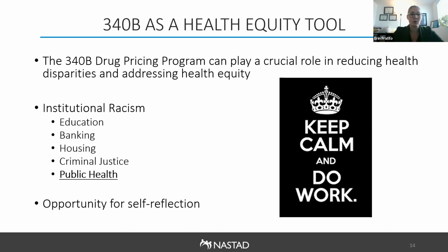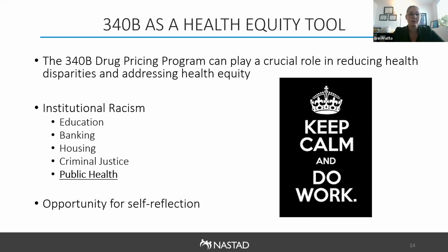We need to have our eyes wide open to the existing health disparities, acknowledge the institutional racism that perpetuates health disparities, and engage in anti-racist work to correct what we can. Understanding the 340B drug pricing program is a step in that direction. We'll talk even more about actionable steps that you can take as program administrators in this work, but just know that knowledge is power. And once you know better, you do better.